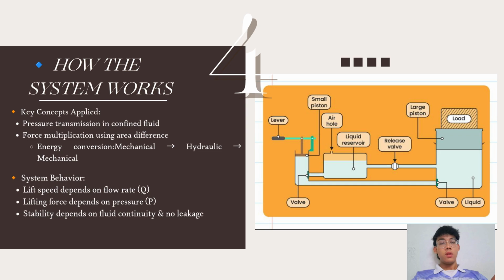Now I'm explaining about how the system works. The hydraulic lift works based on fluid pressure input system. When force is applied to the small piston, it creates pressure in the fluid. This pressure is transmitted equally to the larger piston. Since the larger piston has a bigger area, it generates a much larger output force. This is how the system is able to lift heavy loads with a small input force. In this system, energy is converted from mechanical energy into hydraulic energy, and then back into mechanical motion.